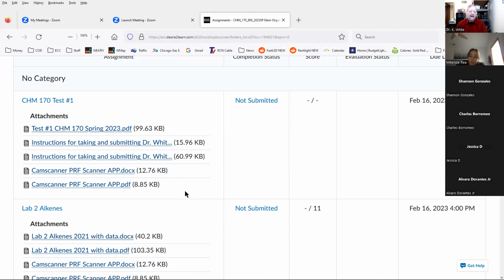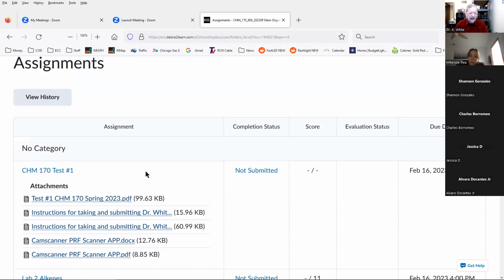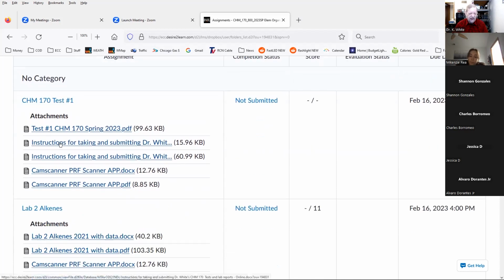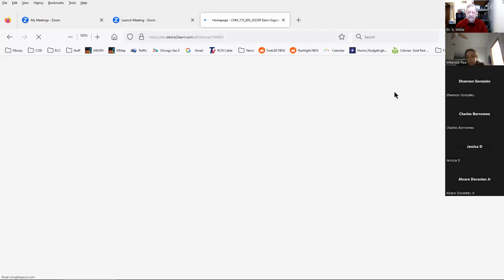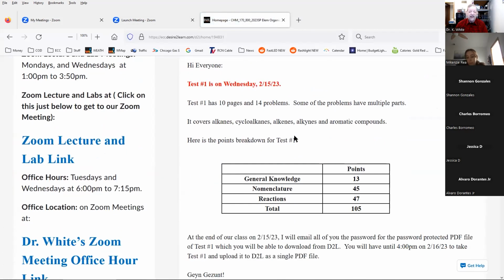Now, if you do not have a scanner, you can use your camera to make a PDF file, which some of you did. If you do not have a printer and a scanner, you can write out the answers with the question number. You do not have to rewrite the question for test number 1 and upload it as a PDF file. So once again, this is test number 1, and it'll be this Wednesday.